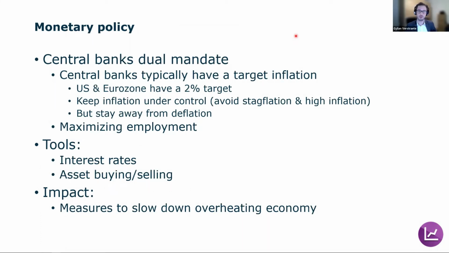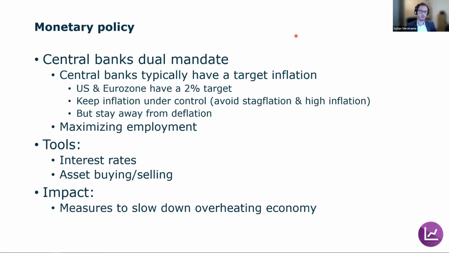So monetary policy, that's the policy which is made by central banks. And typically those central banks, they have a dual mandate. So the central banks will try to keep employment at a maximum level, but they will also strive for a certain inflation number. So the Eurozone and the US have an inflation target of about 2%. And this is actually considered an optimal number.